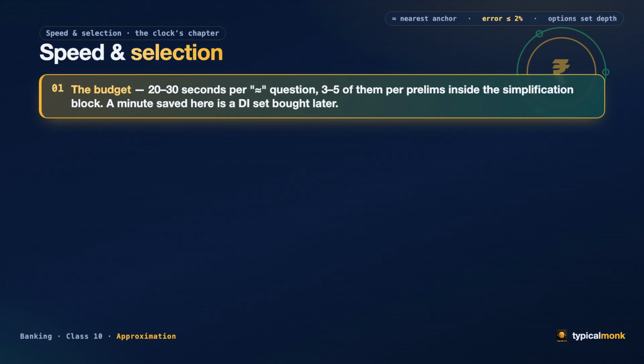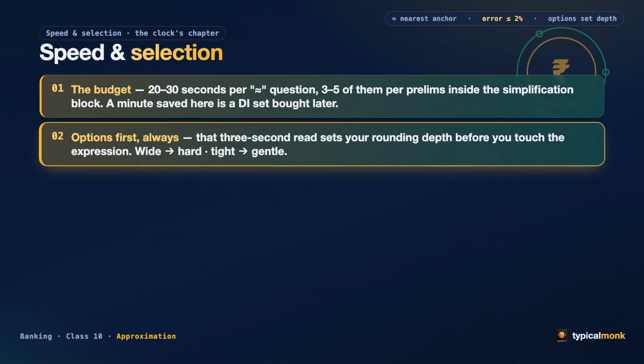First, the budget. 20 to 30 seconds per approximation question, and 3 to 5 such questions inside the simplification block of every prelims. A minute saved here buys an entire data interpretation set later. Second, options first, always. That 3-second read sets your rounding depth before you even touch the expression. Far apart, hard; tightly packed, gentle.